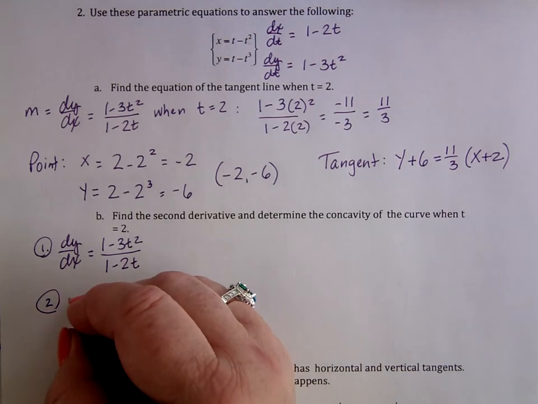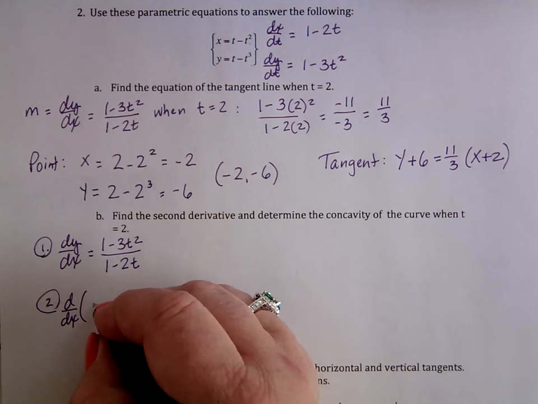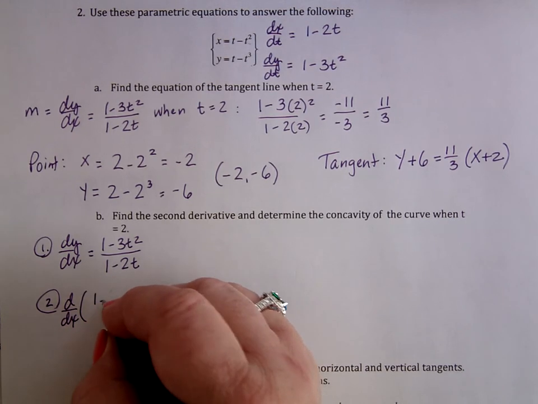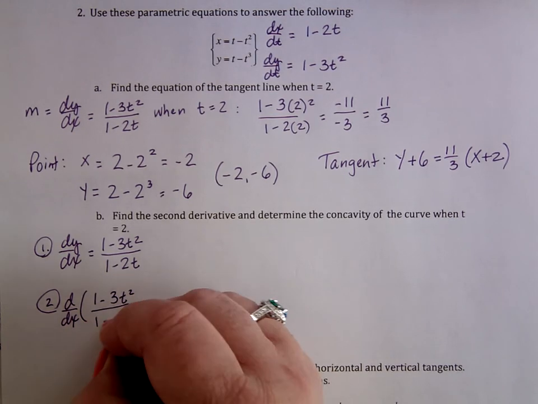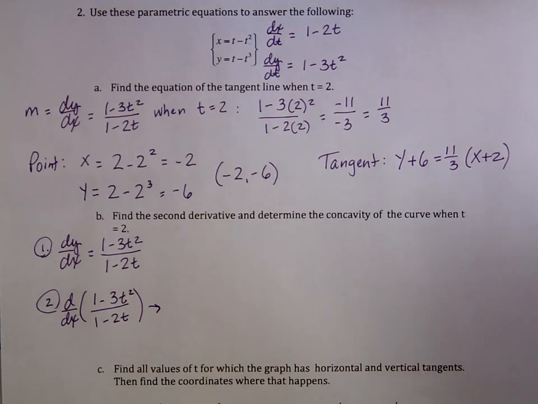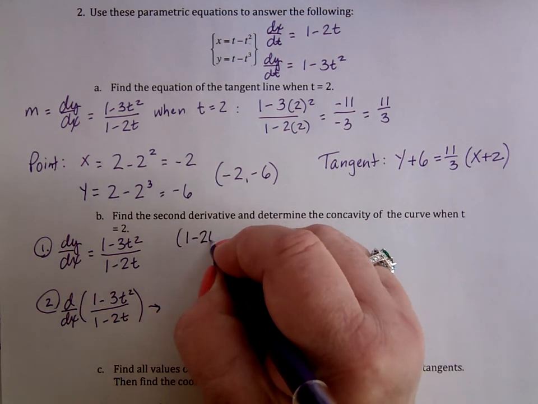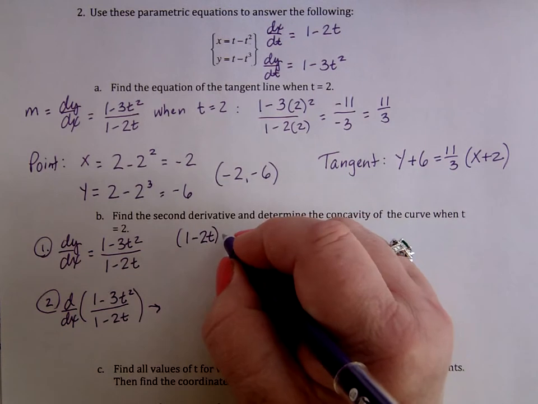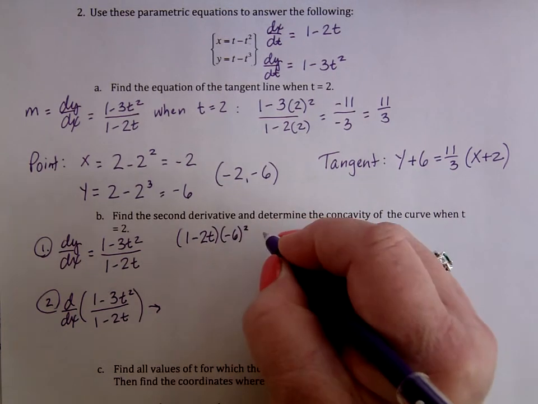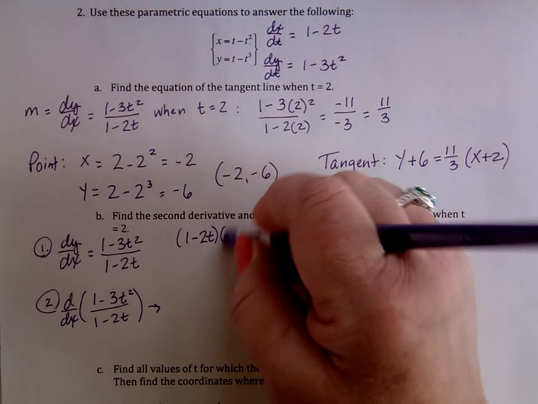Oh my goodness. So if I take the derivative of 1 minus 3t squared over 1 minus 2t, that means I have to use Ho-D-Hi. So we've got to remember how to do this thing. This is going to take a little bit of work. So if I Ho, I am 1 minus 2t, D-Hi times negative 6t, negative 6t. Thank you for erasable pens.